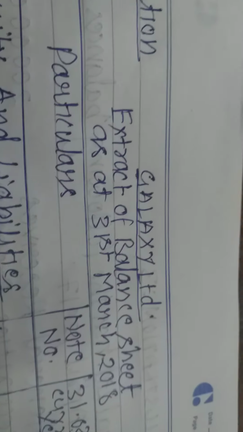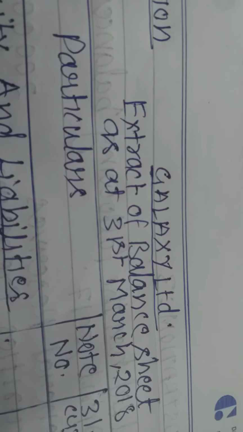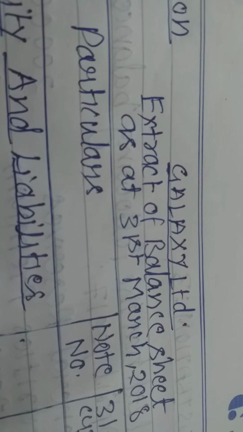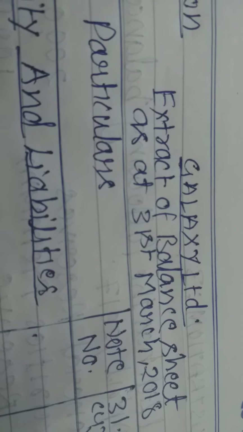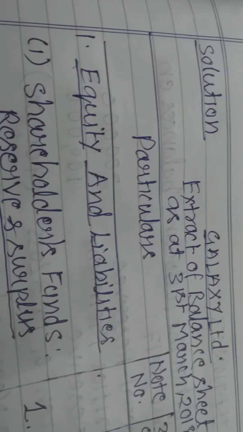Again, you will start with the name of the firm, that is Galaxy Limited. Then you have to write extract of balance sheet. Why extract of balance sheet? Because it is not an actual balance sheet. It is just a part of the balance sheet. That is the reason we will write extract of balance sheet. And what is the date? That is as at 31st March 2018. Then the same format: particulars, note number, current year balance, and then previous year balance.